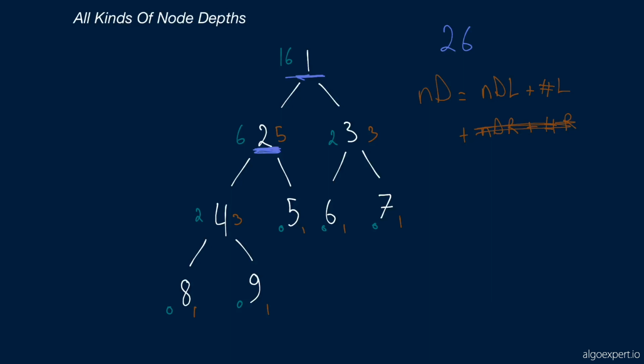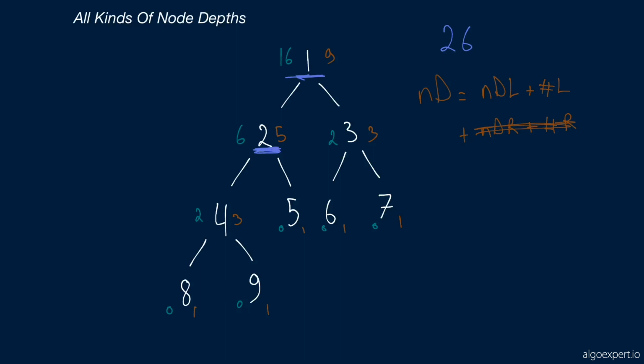So 16. For the sake of good order, we're going to also put the total number of nodes in this subtree. So that's going to be 5 plus 3 plus 1. So 9. So there are 9 nodes in our total binary tree. And then finally, to get the 26, we just retraverse through the entire tree.